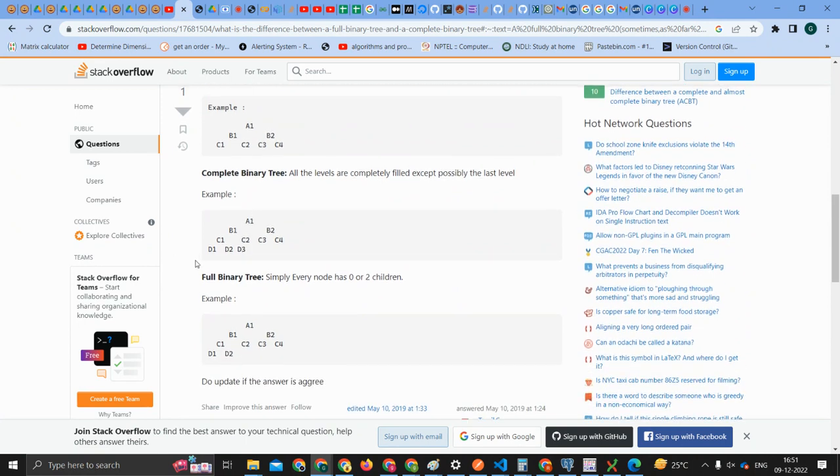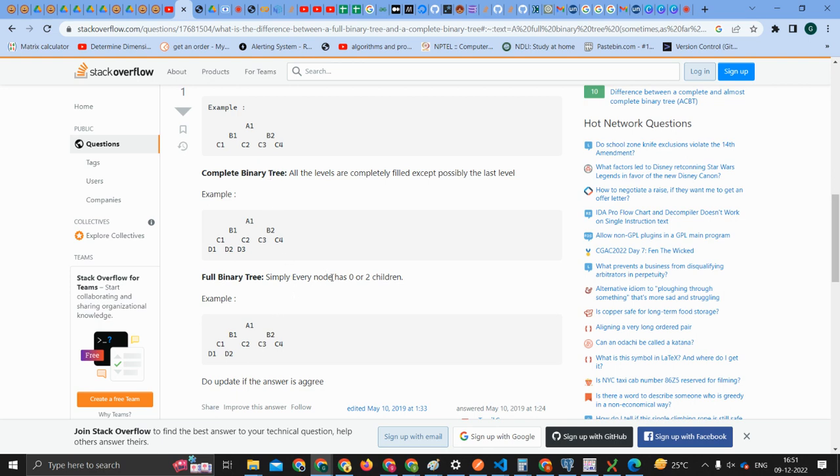Look at this, it's saying a good example. They are saying that a complete binary tree has all the levels completely filled except possibly the last level. And a full binary tree does not have that exception for the last level.